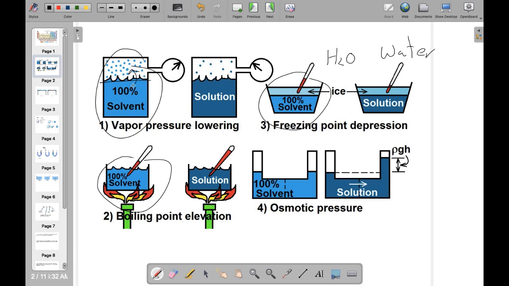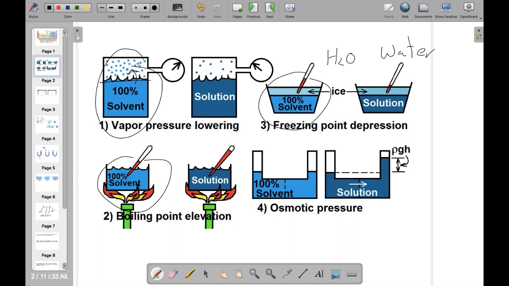And the answer is that not every single water molecule in this container has exactly the same amount of kinetic energy. Some water molecules have a lot more than others, so basically there's an average kinetic energy in here. But in the end, some water molecules have enough energy at the surface here to break away into a gas phase, and they float around the container exerting pressure.